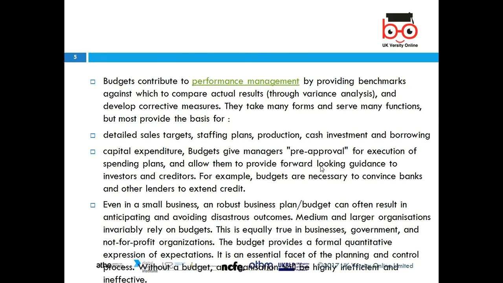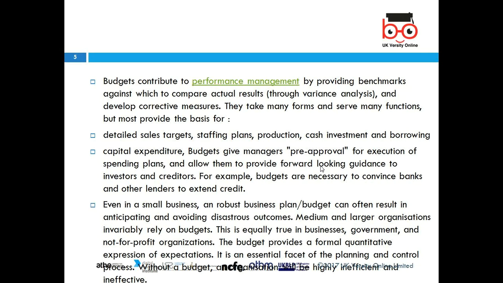Okay, so next we're looking at how the budget contributes to performance by providing a benchmark against which to compare the actual result through variance analysis. Like I mentioned earlier, if we have a budget, we can compare with the actual result and then we can find the variance. So variance is the difference between budgeted and actual. Then we develop corrective measures. They take many forms and serve many functions, but provide the basis.